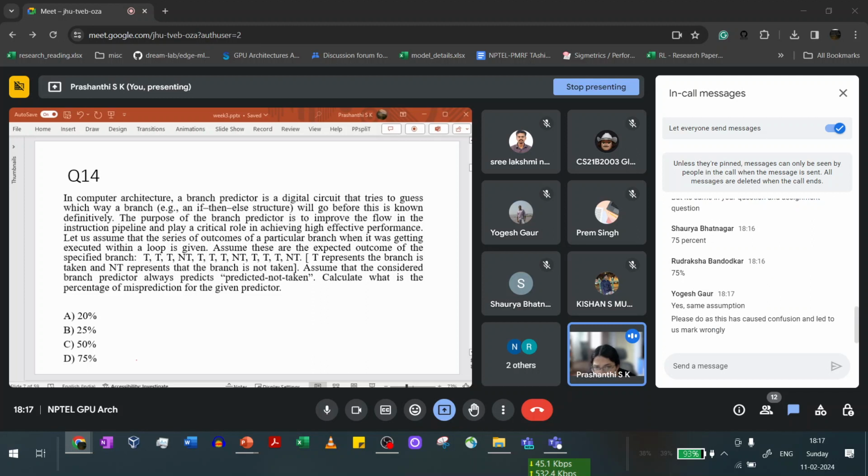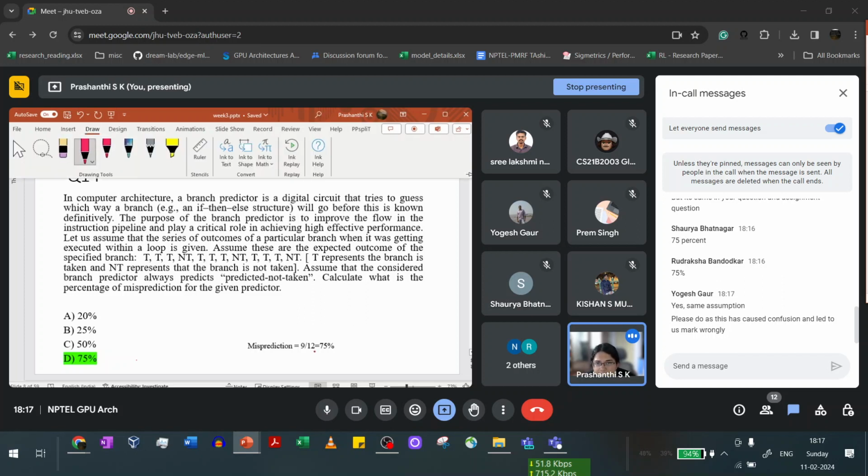Okay, let's move to this question. A couple of people have said 75%. Yes, the answer is 75%. Let's quickly look at why that is the case. Here, the branch predictor always predicts not taken. So look at how many times it is right and how many times it is wrong.